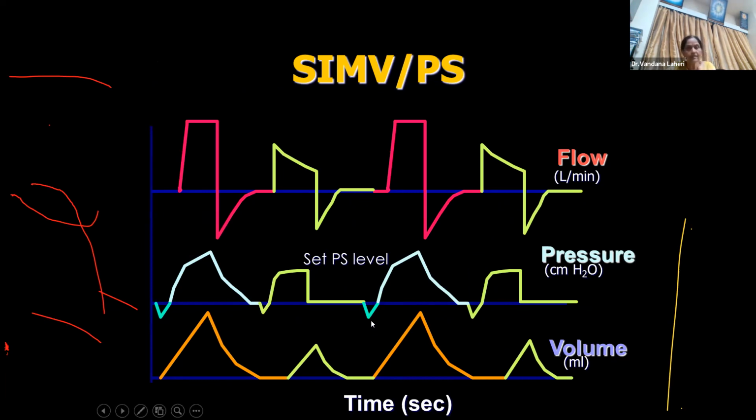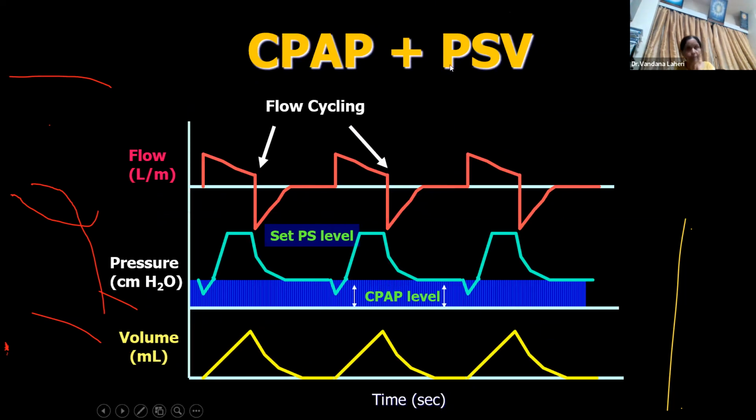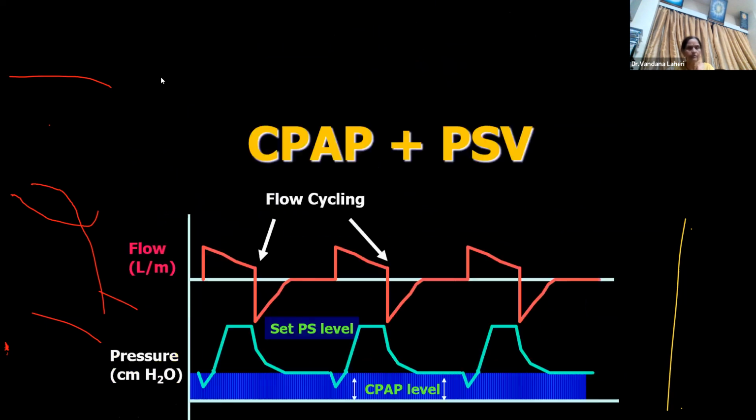And this is SIMV because the patient is triggering the breath. This is CPAP plus pressure support. The patient is on CPAP, but each breath is pressure supported. So you can see how the flow changes. From the square wave flow, practically it has now become a decelerating flow. The cycle gets cut off when the flow falls to 25% of original flow. This is the set PS level, the CPAP level, and this is your volume graphic.